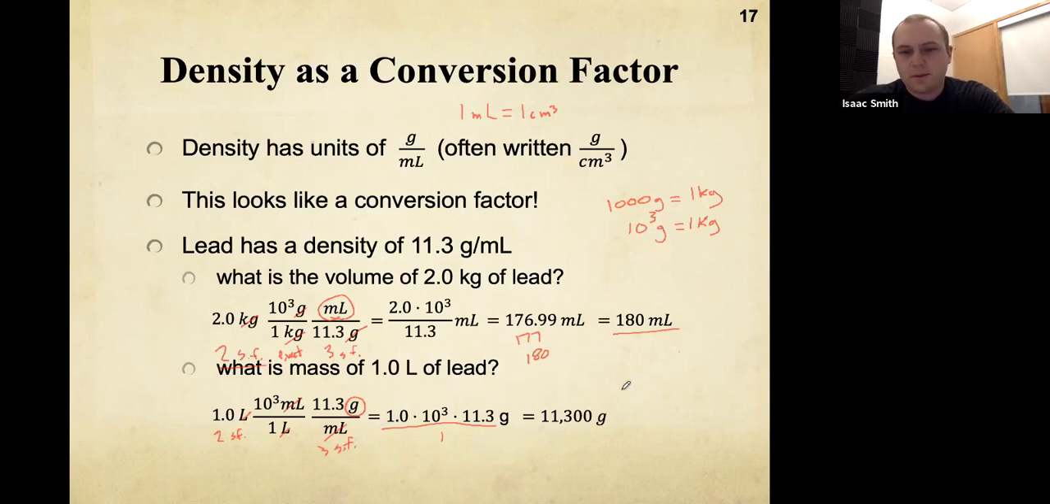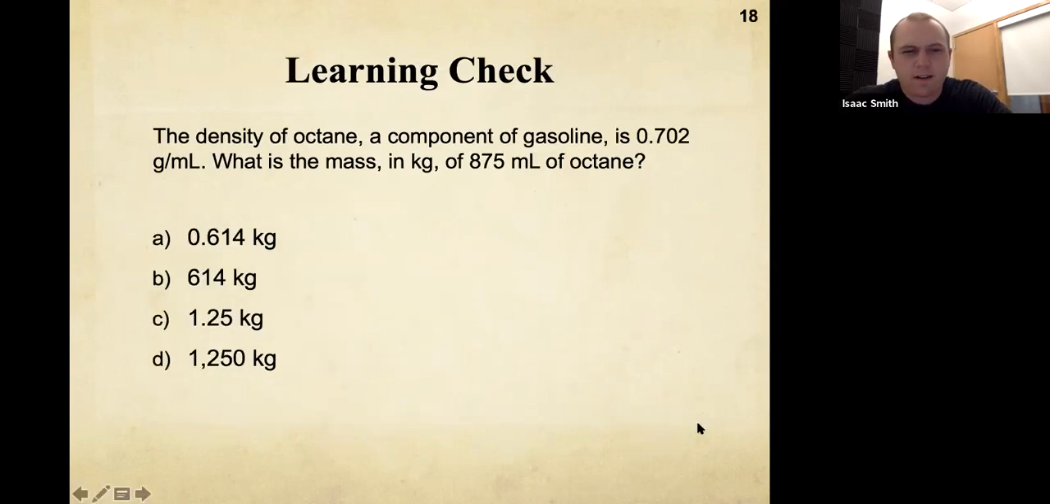So that means your answer needs to be reported to 2 significant figures of accuracy, so you'd round this number to 11,000 grams. And then you can convert to kilograms at the end. This isn't really required unless the question asks for it, okay? All right. So do this little problem here, try it on your own and see how you do. Go ahead and pause it.